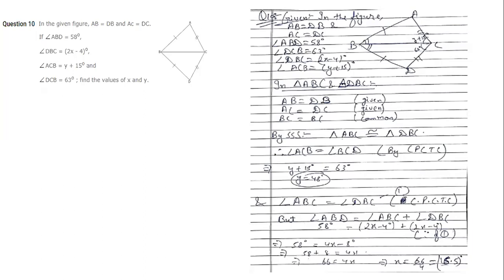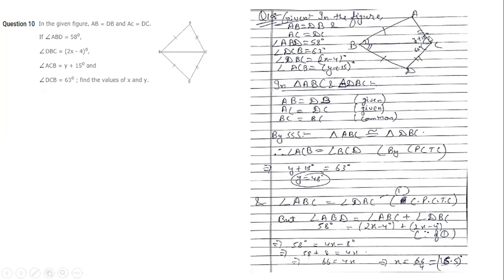Because here we have to find the values of x and y, that means we are going to deal with the angles. So before starting with these angles, we have to first prove that these two triangles are congruent. And if these two triangles are congruent, then each and every angle of these two triangles is congruent. That means they are the same.